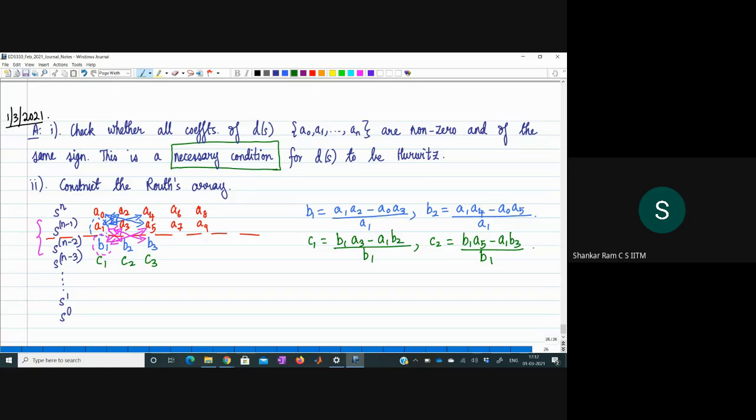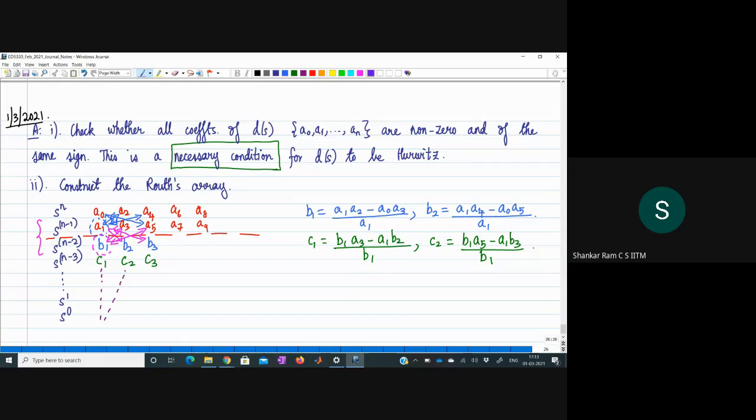We keep doing these calculations iteratively, and like this we keep filling this array, going further and further until s power 0. We are going to do a few examples, so that things will become clear.